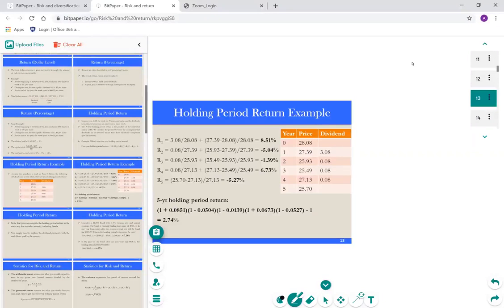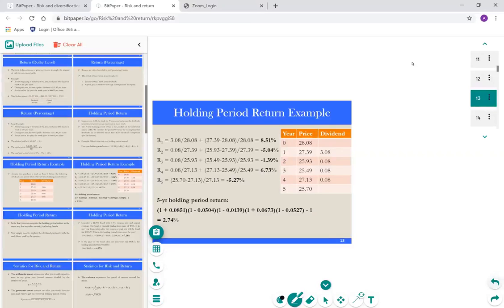We have some dividend yield, some capital gain yield. We can figure out what that total yield is for each year. That's what's calculated in these numbers here. All of these percentage numbers are the total yield on the stock, including the capital gain yield and the dividend yield.